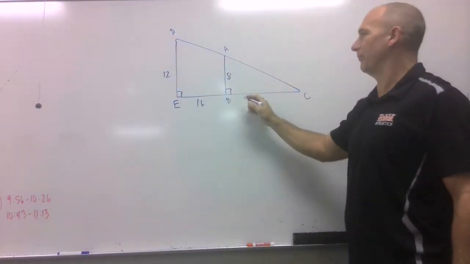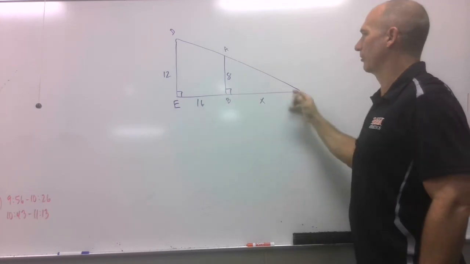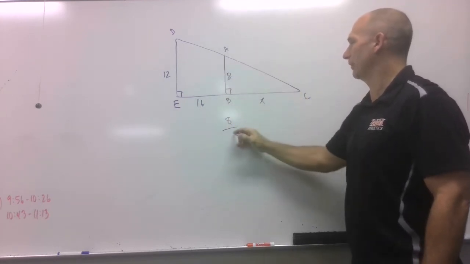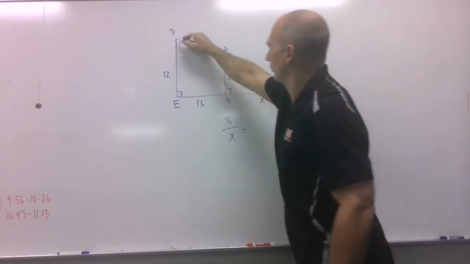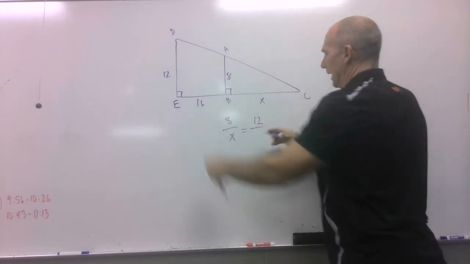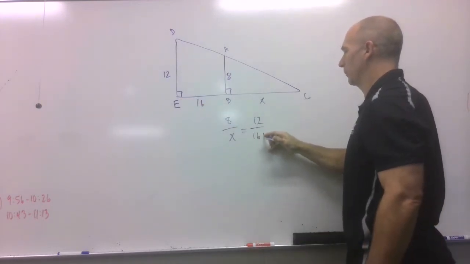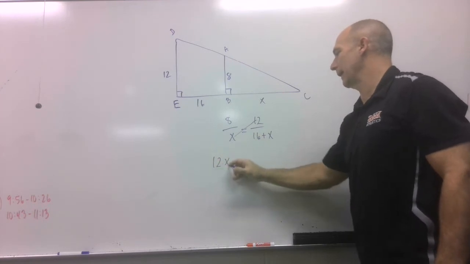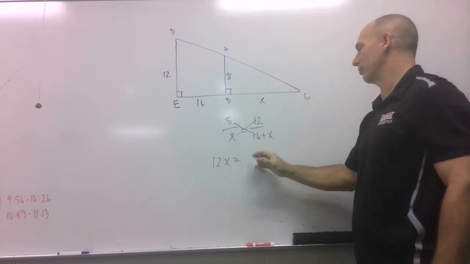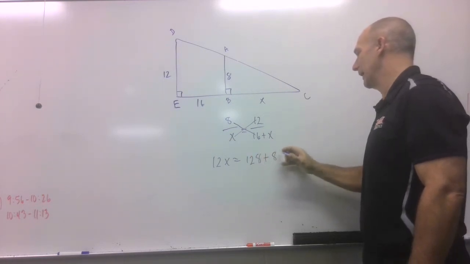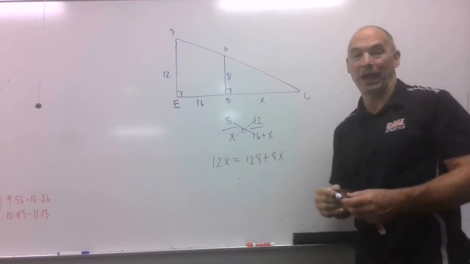So this sets us up for similar triangles. We're going to start with the small triangle. This side here over this side equals this side over the entire side. So 16 plus x. So now I'm going to cross multiply 12x, cross multiply this way. 80 plus 48 is 128 plus 8x. And then you just solve for x.